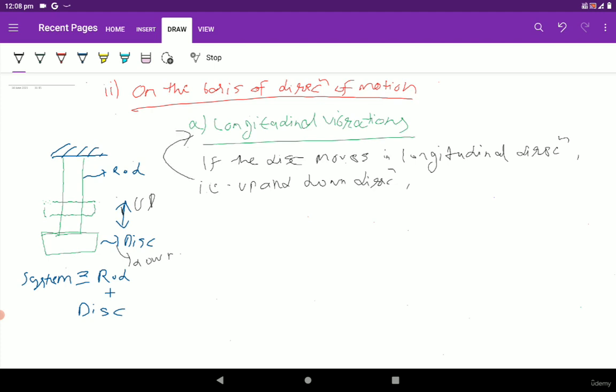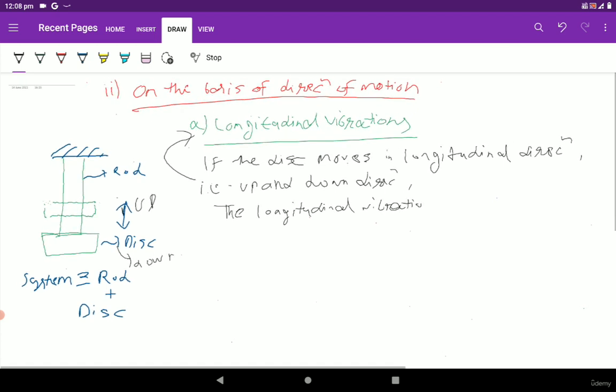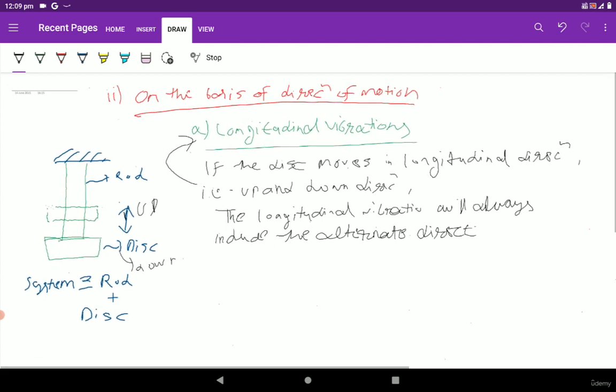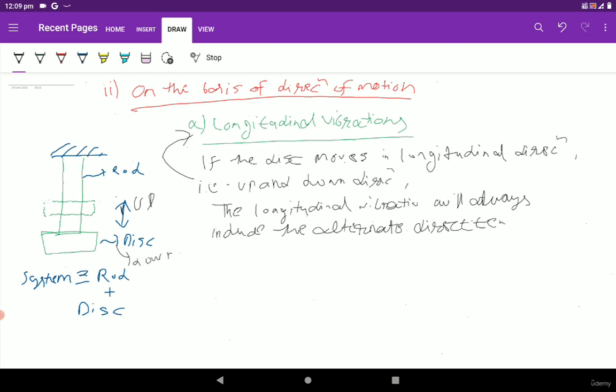The longitudinal vibration will always induce alternate direct tensile and compressive stresses.